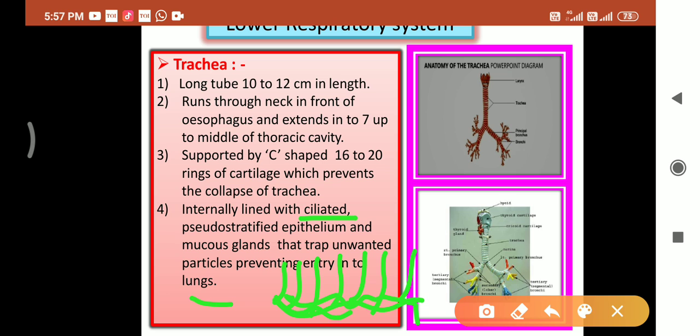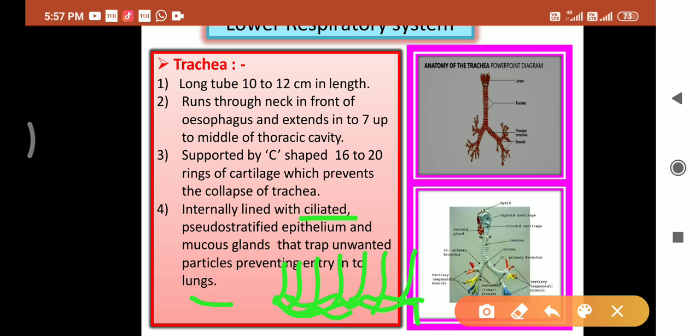Okay, this is the epithelium having the projection. What is the name of this projection? That is the cilia. Okay, so here which type of cilia is present? That is the pseudo stratified cilia. Okay, so that's why this epithelium name is ciliated pseudo stratified epithelium.